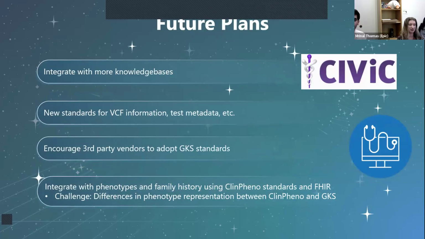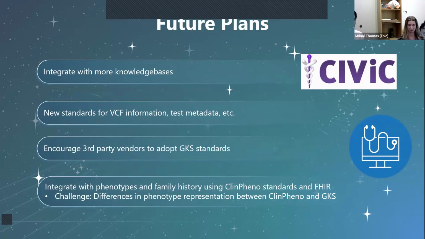Yeah, so like I said, we have a lot of future plans. Our tertiary analysis project is still heavily under development, so we have lots of exciting things we're still planning to do. First and foremost, the obvious thing is we definitely plan to integrate with more knowledge bases, one of those being CIViC. I am very excited to integrate with CIViC because they've already done a lot of the work to adopt a lot of the GKS standards.